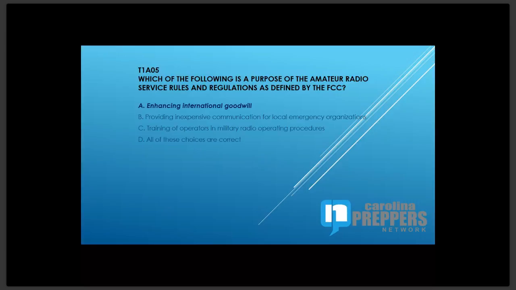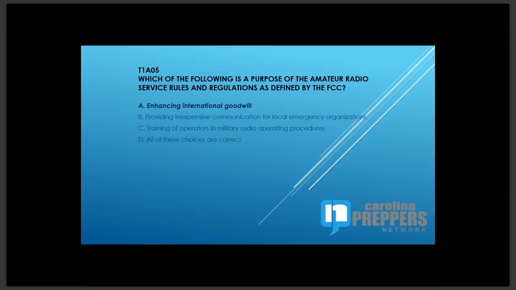a way of enhancing international goodwill, because the idea was to collect QSL cards from the farthest corners of the world that you could. If you could get a QSL card from an island in the South Pacific that nobody's ever heard of, that was like finding a needle in a haystack. And among ham radio operators, that was something to brag about. So that's the way that it's enhancing goodwill. So let's go through the other answers real quick.